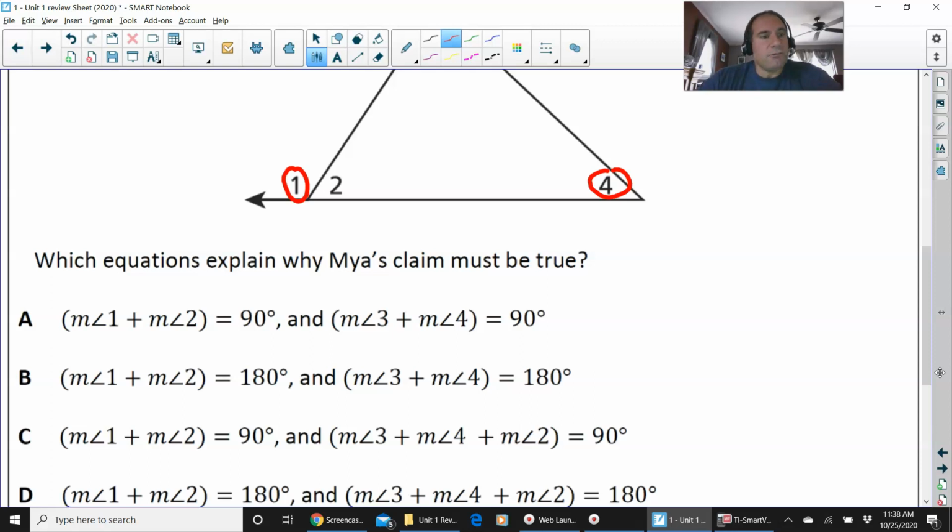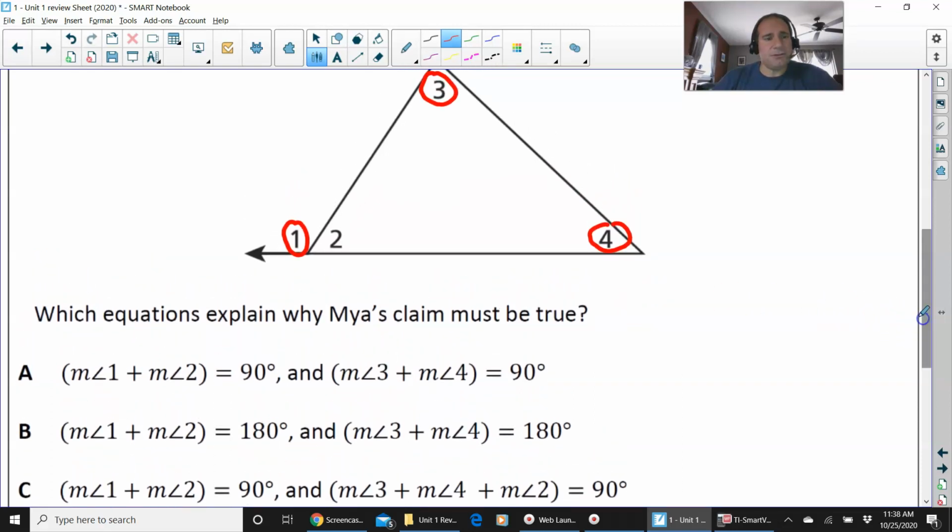All right, so which equations explain why Maya's claim must be true? Measure of angle 1 and 2 equals 90. No, it doesn't. It equals 180 degrees. That's out right off. Measures 1 and 2 equals 180. All right, that's good because this is 180 degrees. It's a straight line. Measure of angle 3 and 4 equal 180? No, measures of angle 3 and 4 and 2 equal 180. That is not correct. This is correct. This is not correct. I didn't even look at that one.